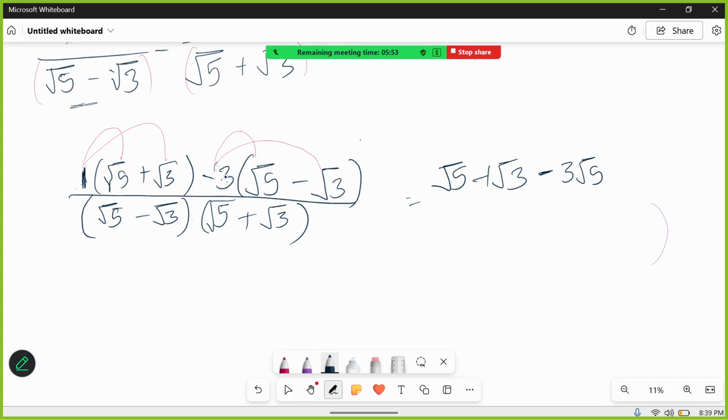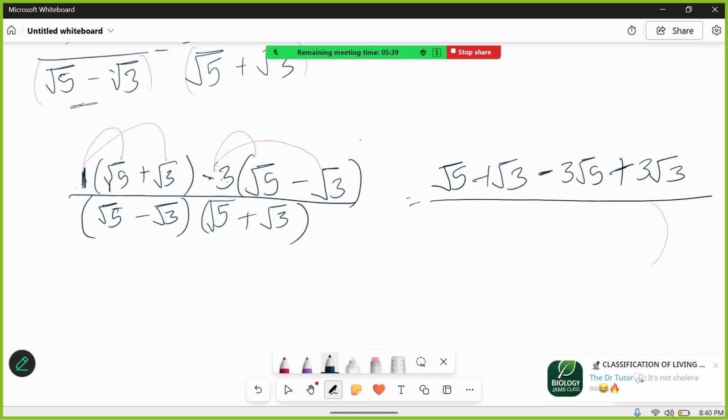So we'll also multiply this one 3 times minus. So this minus here times this minus here will give us plus. And we're having 3 times root 3 will give us what? 3 root 3 over. Now we'll multiply it also the same way we've been doing.